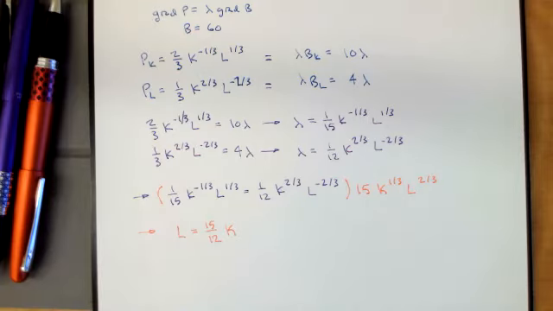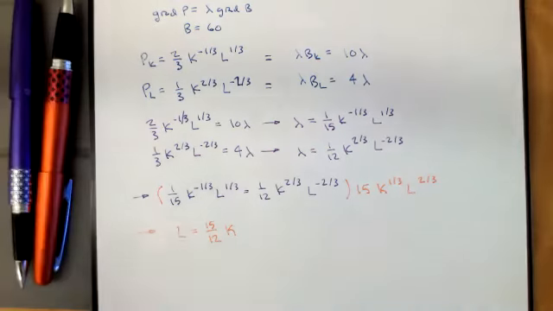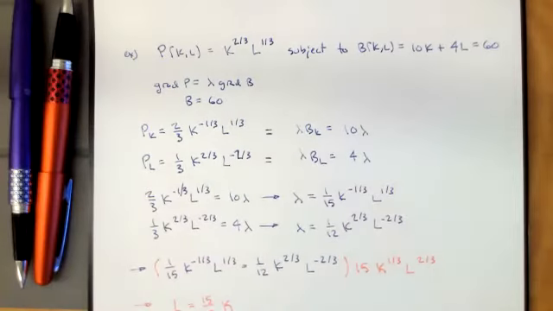But once we have that L is 15/12 of K, we can plug that into another equation to find out L, or actually to find out K. Fortunately, we still have another equation involving K and L running around that we haven't used yet, which is our constraint. So 10K plus 4L is equal to 60.